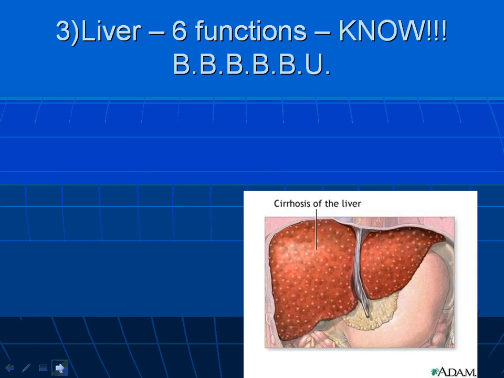All right, the liver. We have 6 functions, and we have the acronym. It's super cryptic: BBBBBU. Let's start with the first B. It's all about blood sugar. The liver can regulate this blood sugar, we'll just say BS, by secreting hormones, insulin and glucagon. These are both hormones.